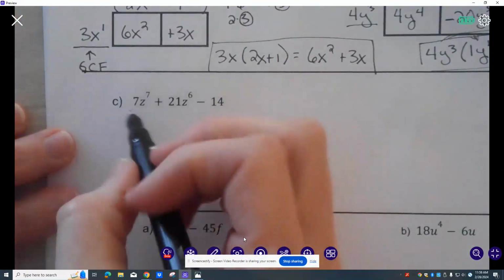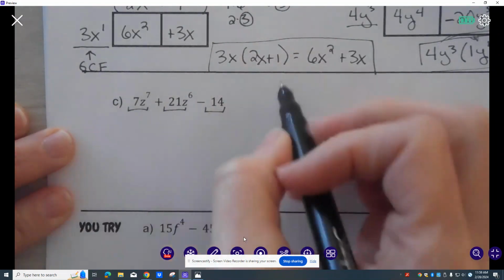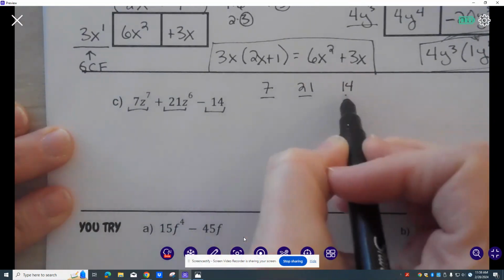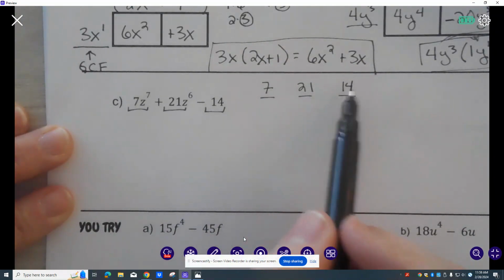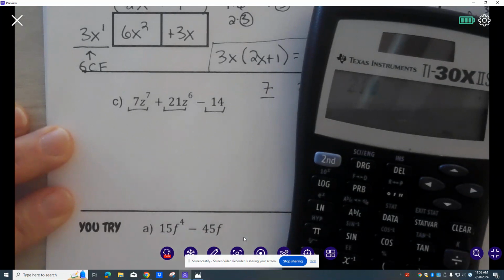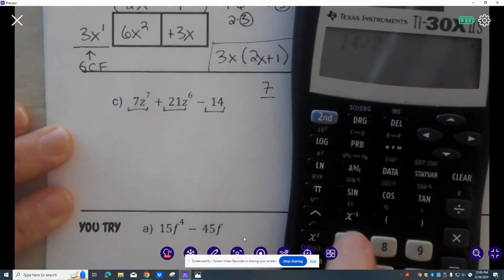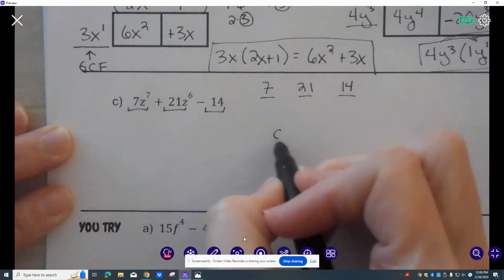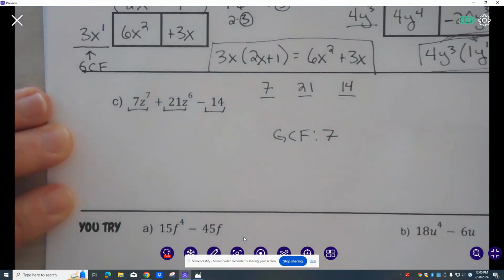Greatest common factor. This has 3 terms, so this is a trinomial. I'm looking for the greatest common factor of 7, 21, and 14. But first I'm going to do that trick. I'm going to see if 7 divides into 21 and 14 evenly. So 21 divided by 7, I get 3. So that divides in evenly. And if I do 14 divided by 7, I get 2. So that divides in evenly. So then that tells me my greatest common factor for my coefficients is going to be that 7.